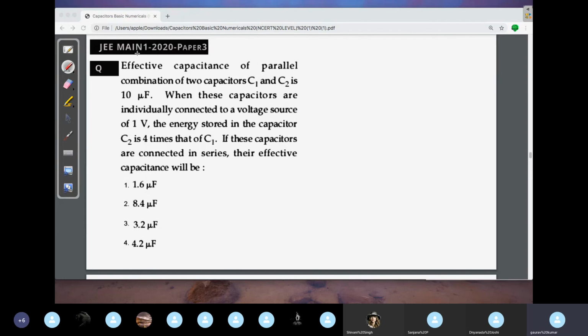Effective capacitance of parallel combination of two capacitors is given as this when this capacitor is individual. Oh, this is an easy question. Yeah, please solve this. It's actually easy. I thought it was a difficult question. It's actually an easy question.